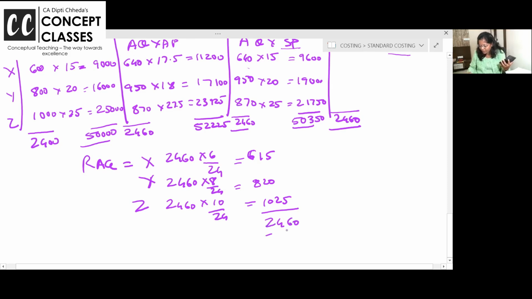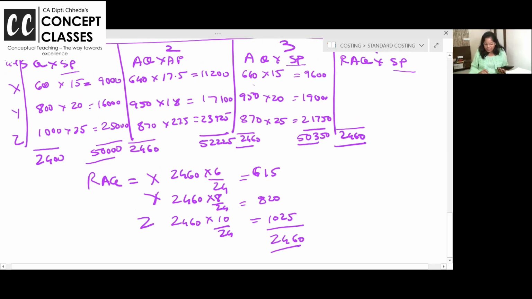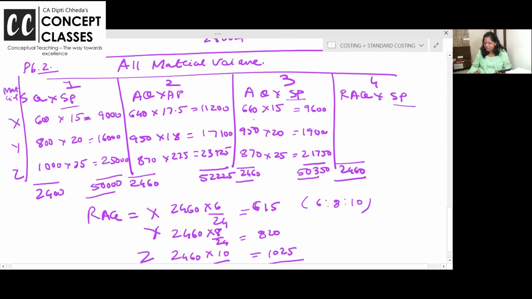What exactly are you doing? Okay, instead of 2400 you want to use 2460, karo. But use it in the standard mix. What is standard mix? 6 is to 8 is to 10. This is the standard mix. Us ratio mein aap use karo. Nice, clear to all of you.